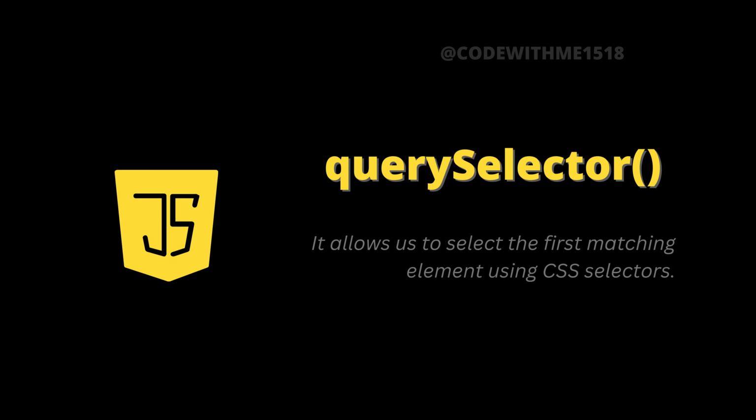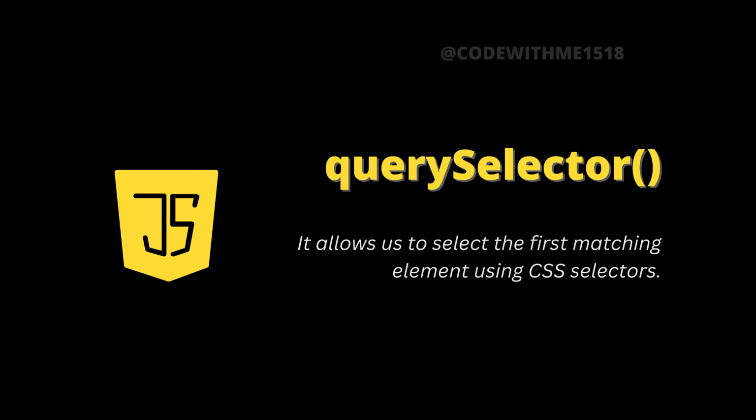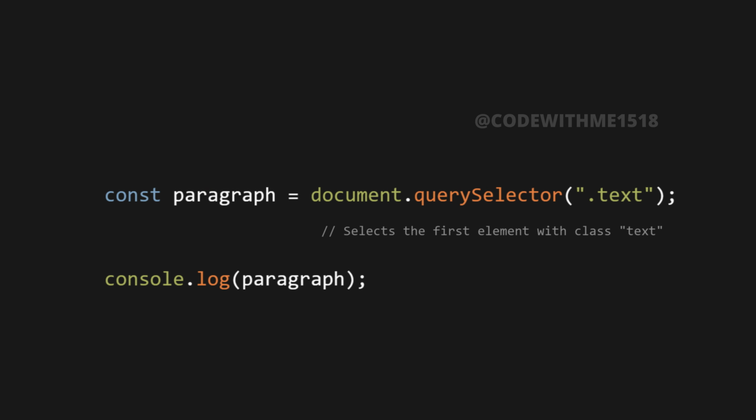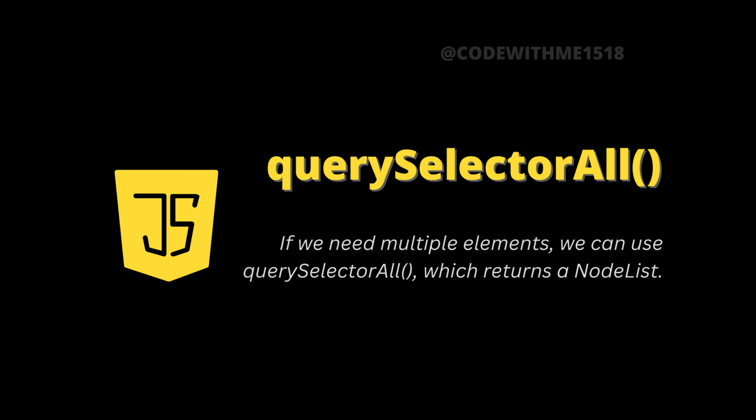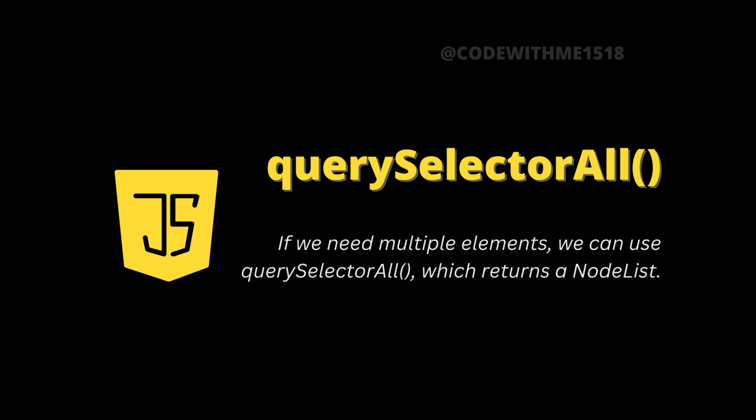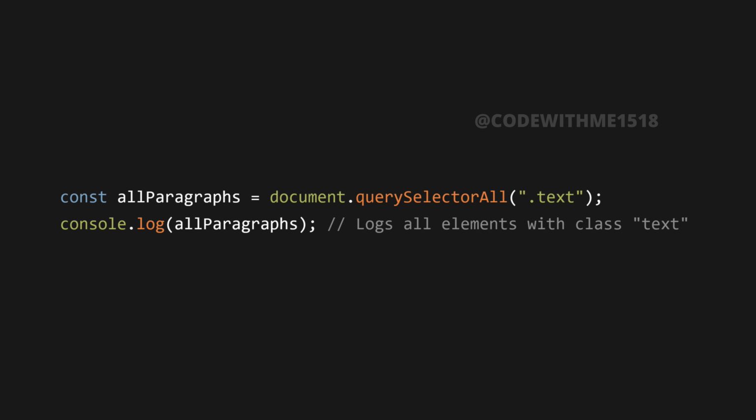Using querySelector. The querySelector method allows us to select the first matching element using CSS selectors. const paragraph = document.querySelector('.text'); selects the first element with class text. console.log(paragraph); If we need multiple elements, we can use querySelectorAll, which returns a NodeList. const allParagraphs = document.querySelectorAll('.text'); console.log(allParagraphs); logs all elements with class text.